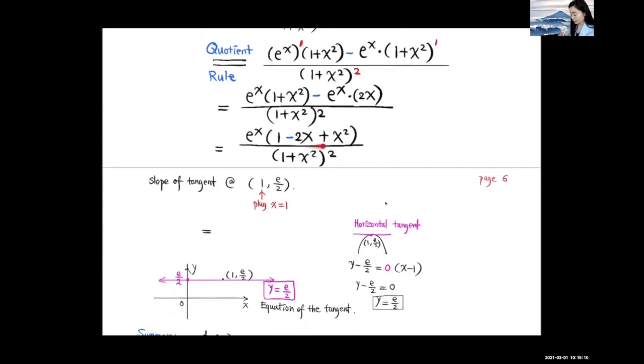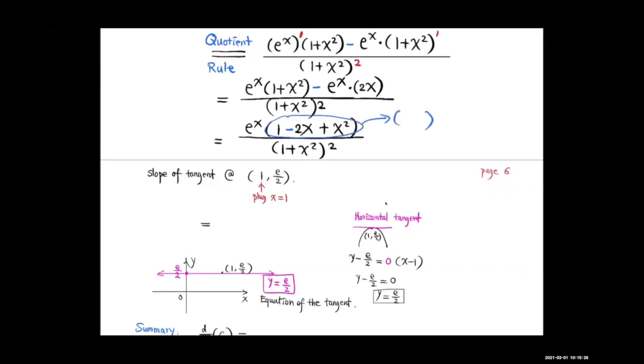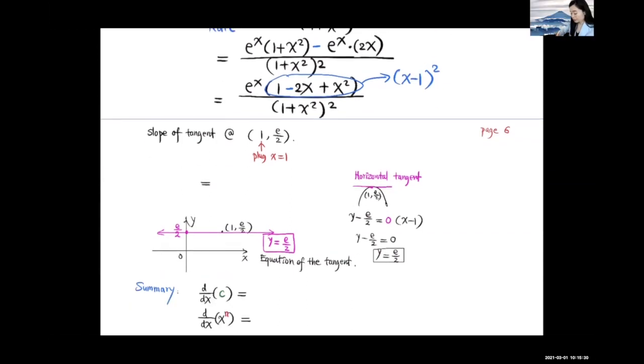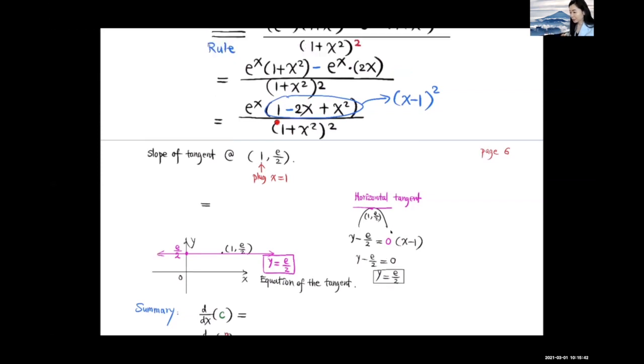Now, do you guys recognize this inside the parenthesis? What is this? This is a perfect square, right? What perfect square is that? Perfect square of x what? Minus 1? x minus 1, yes, you got it, okay? So you can leave it this way, or you can rewrite this as x minus 1 perfect square. Okay, now this is the derivative of the function.